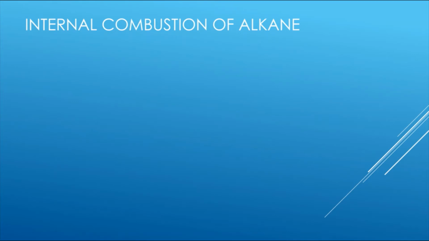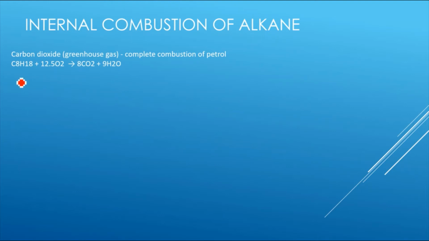We'll be coming on to that next. So carbon dioxide. These are the problems of the greenhouse and other gases that are released burning alkanes. Carbon dioxide is a greenhouse gas, which is produced when the complete combustion of petrol occurs. So we have octane in this case. Octane would react with oxygen to form carbon dioxide and water.